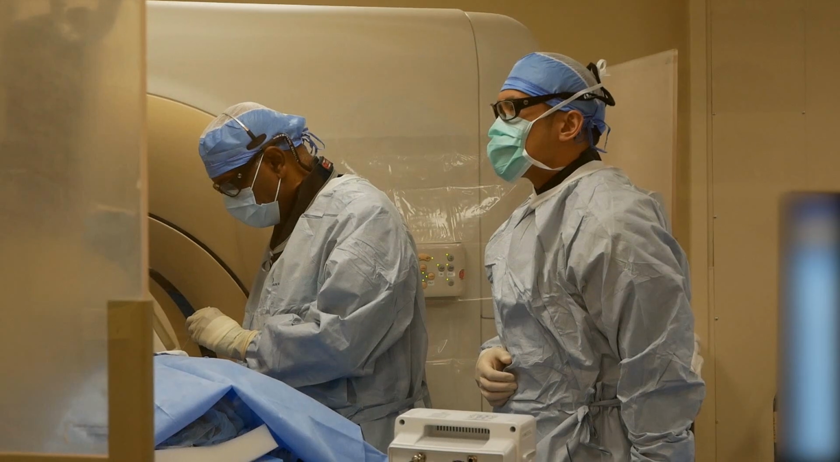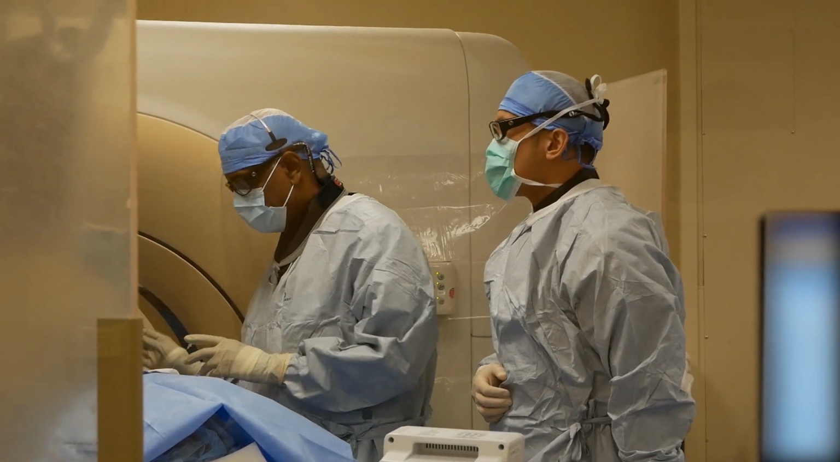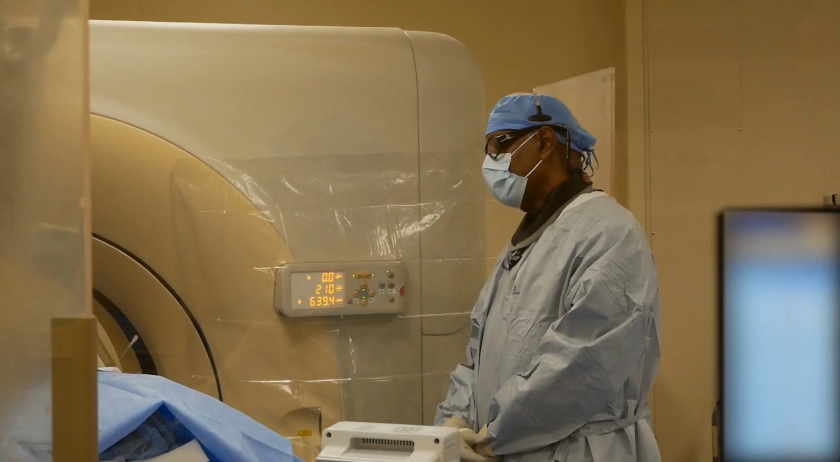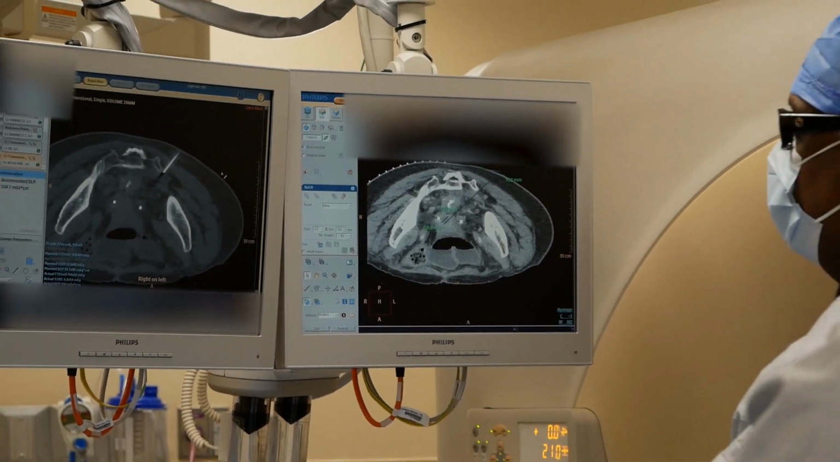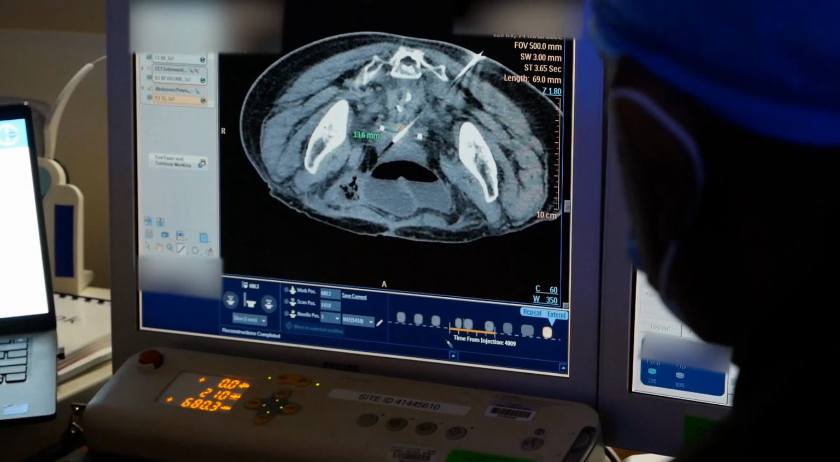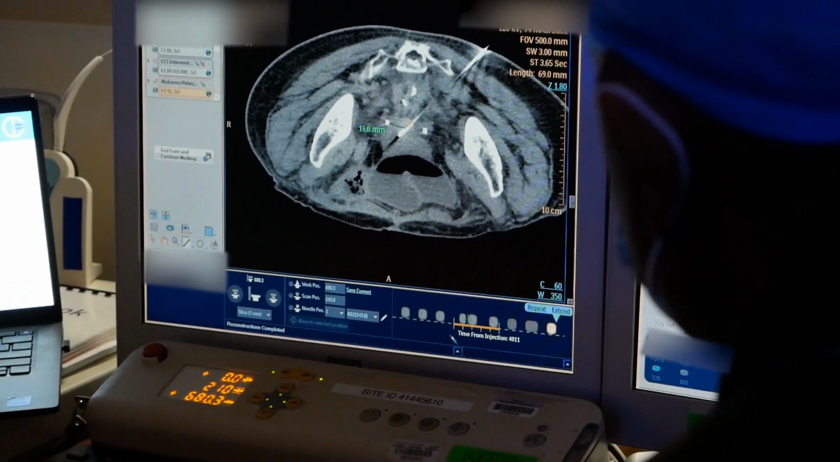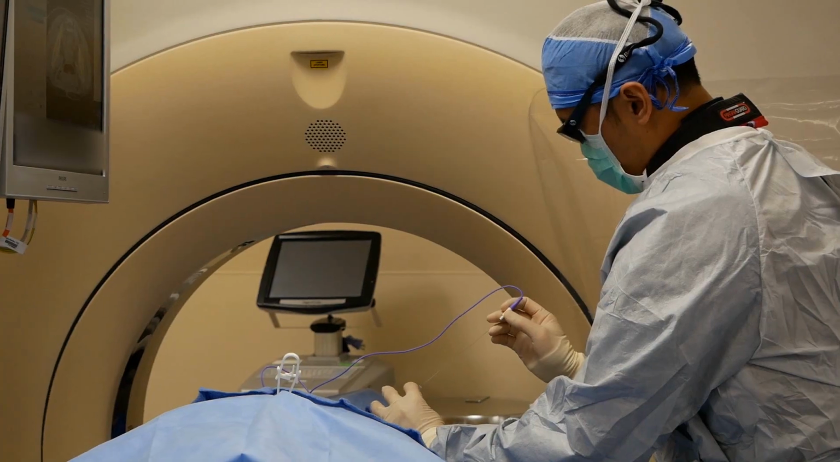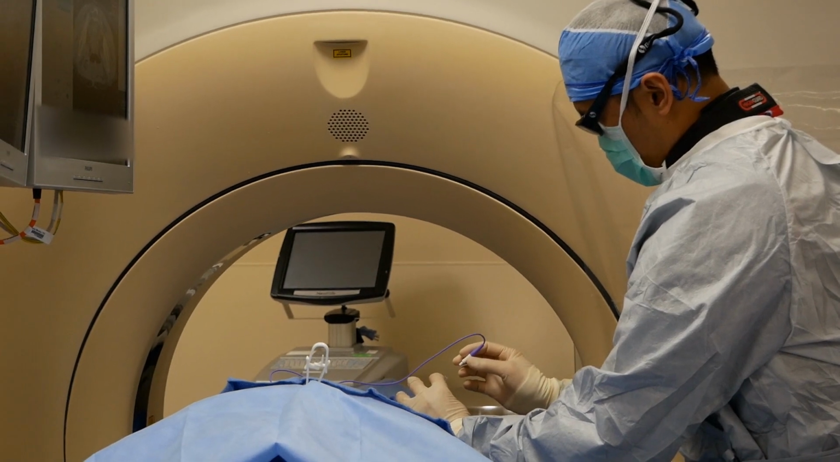We use CT to line it up and go exactly where we needed it to, making sure the ablation zone's covered where we needed to go. And we did 5 treatments for this small metastatic deposit from rectal carcinoma. We're waiting to see how everything goes, but hopefully it goes well and we'll follow up tomorrow.